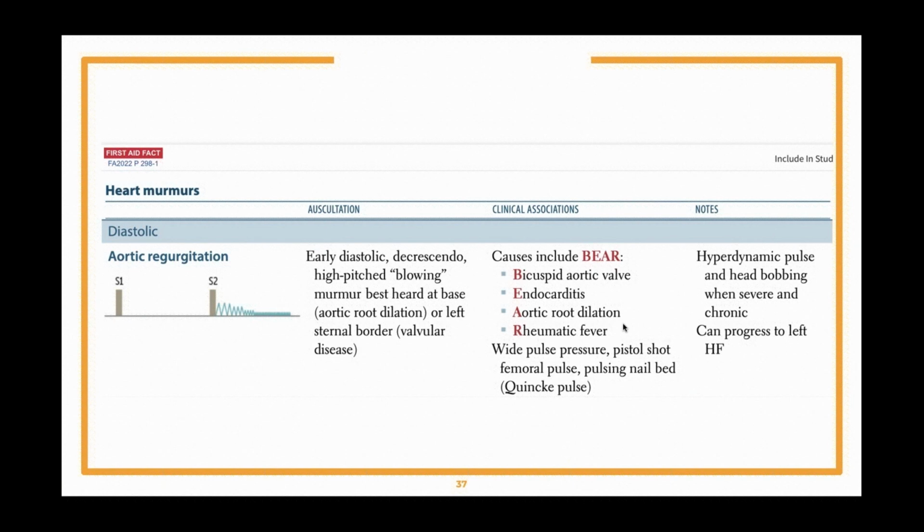Now you can see some of the causes of aortic regurgitation: a bicuspid aortic valve, endocarditis, rheumatic fever. And also, in that clinical association, it talks about a wide pulse pressure. A wide pulse pressure is when you have a wide difference between your systolic and diastolic blood pressure.